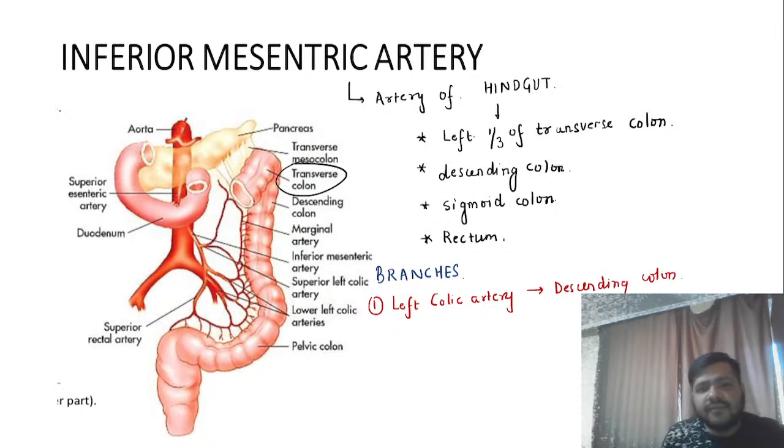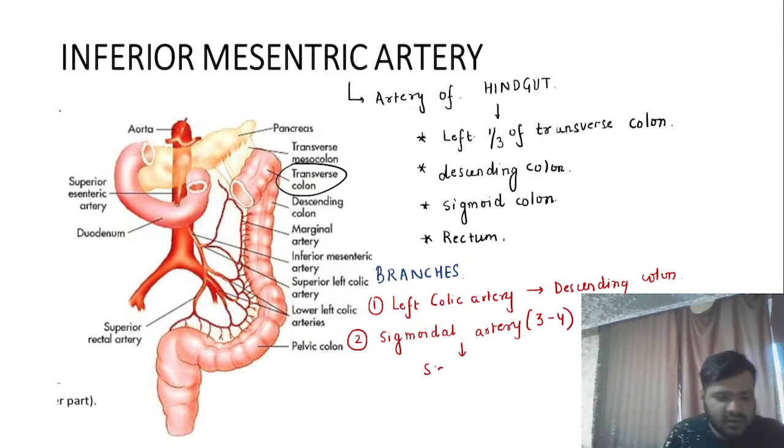Okay, we have secondly the sigmoidal arteries. The sigmoidal arteries which are supplying the sigmoid colon, and numerically they are 3 to 4 in number and they are supplying the sigmoid colon.